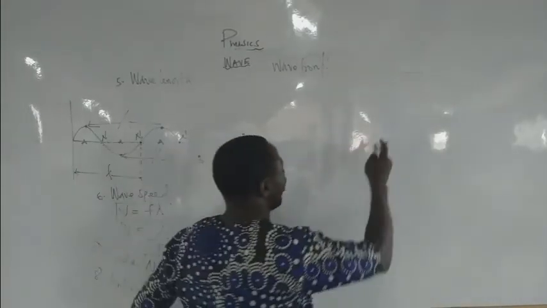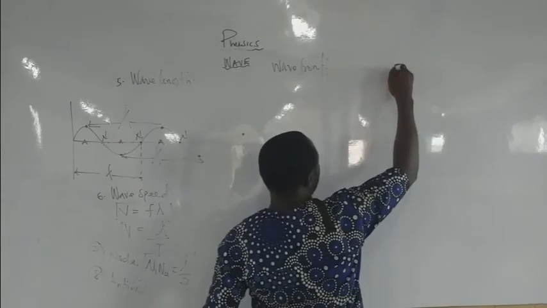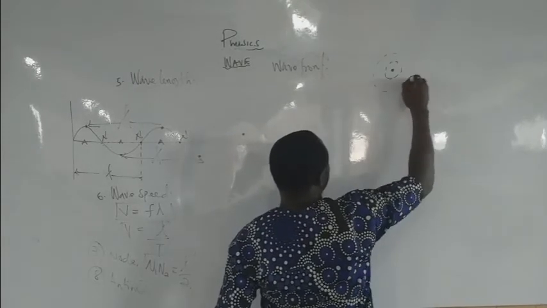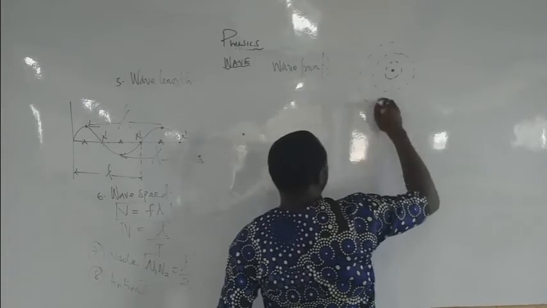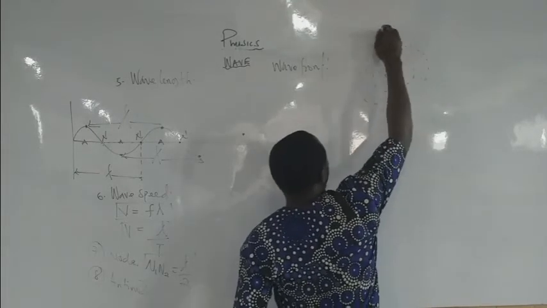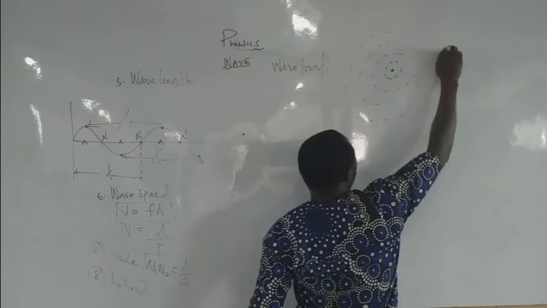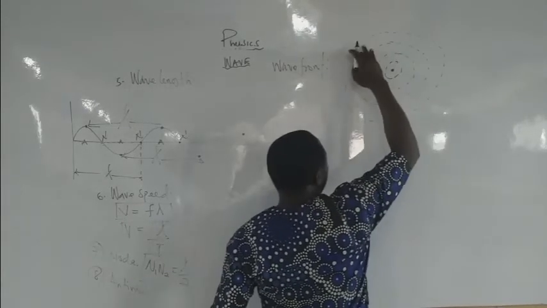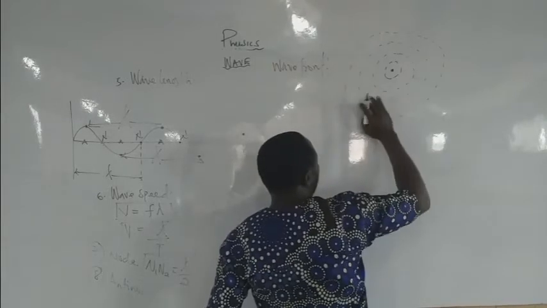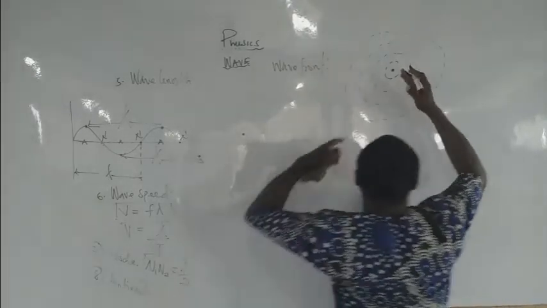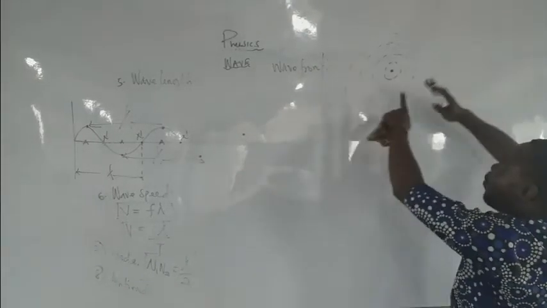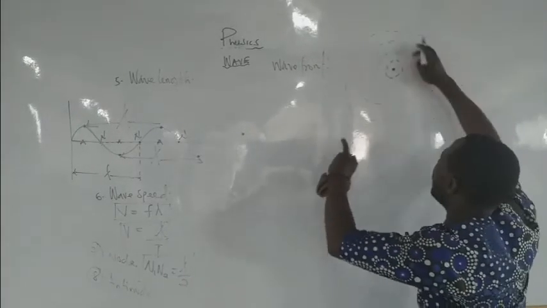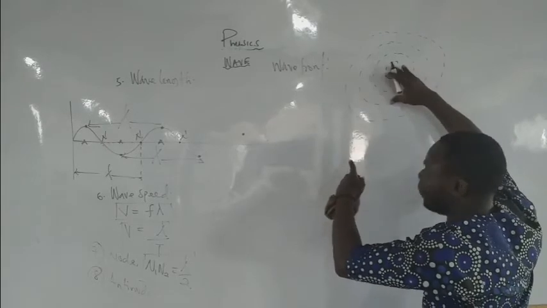Take for example, if you throw a stone into the water, you see something that is forming in sections. Can you see now? Particles along each section now. This is a section now. Particles on this one are in phase. Particles on this one are also in phase. So now this is one example of a wave front. It is an advancing wave where particles are said to be in phase.